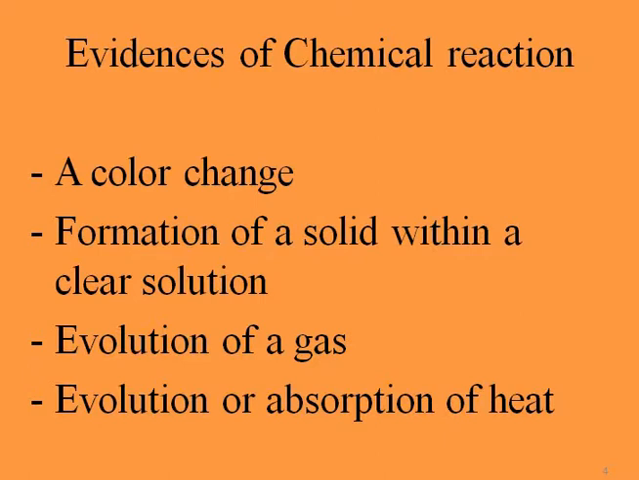One of them is a color change. The other one is forming of a solid from a clear solution, which is called precipitation. And the other one is evolution of a gas. So when we have gas production, or when you see gas being released to the atmosphere, it means that we have a chemical reaction. And sometimes we have evolution or absorption of heat, which means the production or consumption of heat. So sometimes we are producing heat, sometimes we are consuming heat.